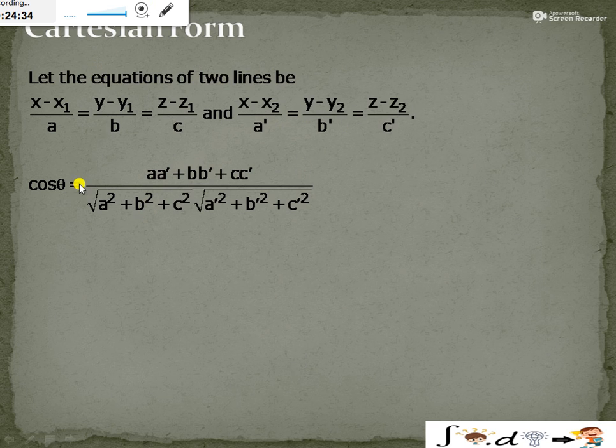And now here we get cos theta is equal to a into a dash plus b into b dash plus c into c dash, divided by root of a square plus b square plus c square into root of a dash square plus b dash square plus c dash square. ठीक है, this is the angle between two lines.